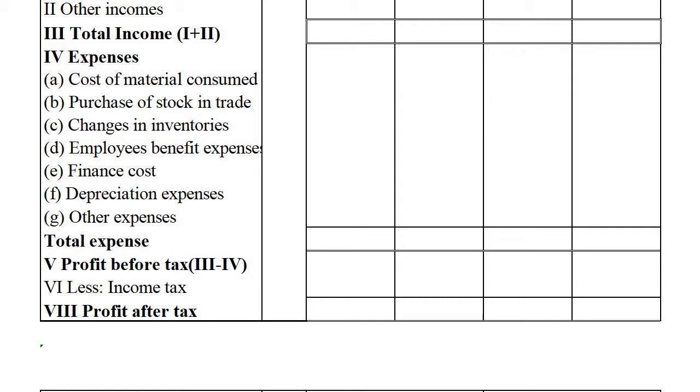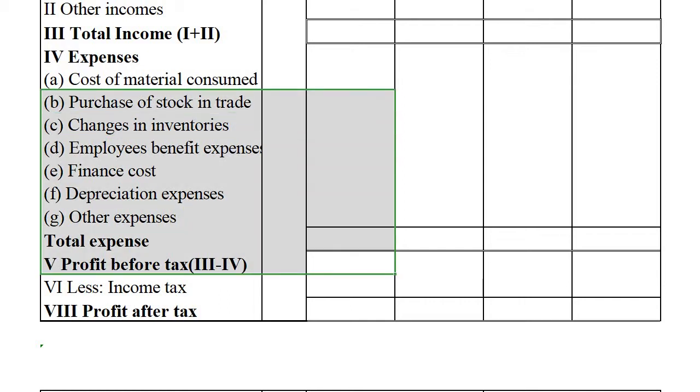It will be written off from the profit and loss account or statement of profit and loss under the head finance cost. So that finance cost is here. Then depreciation or amortization expenses will be written. Then other expenses. Then we will total all the expenses. Then we can find out the profit by deducting all the expenses from income. That's what is written.